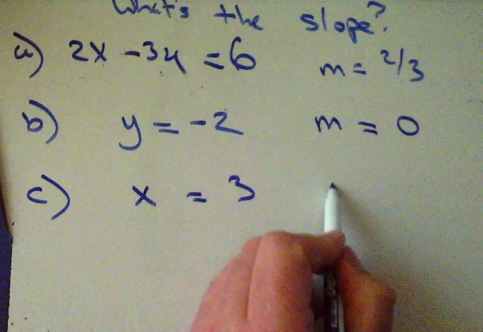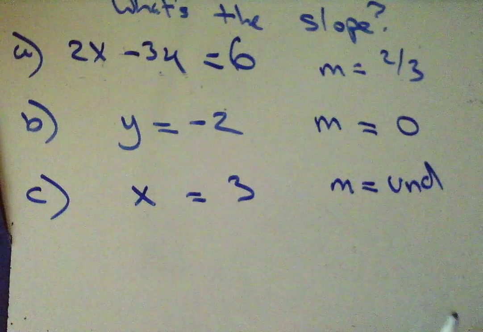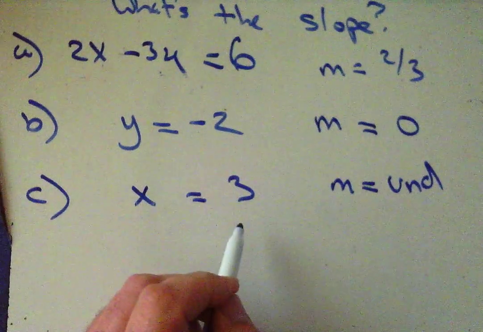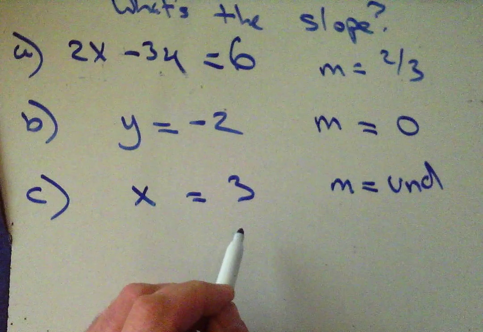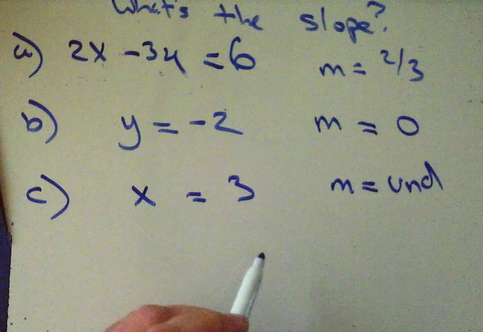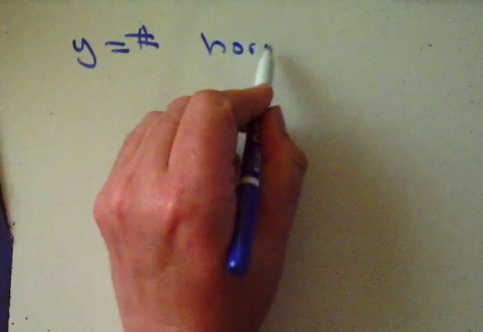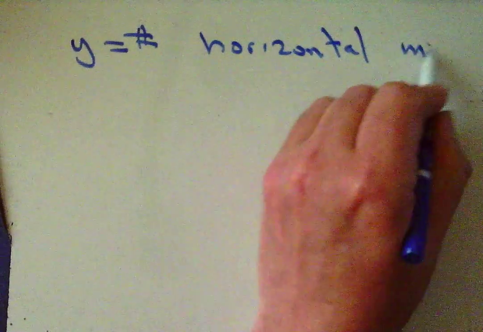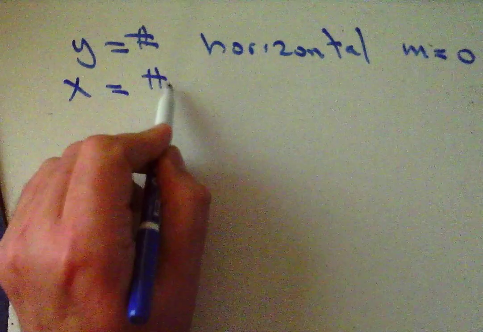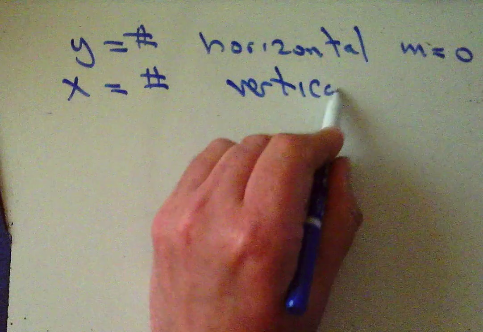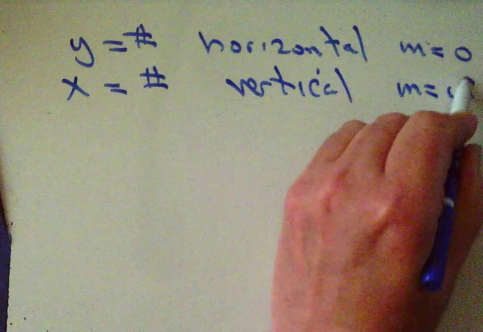So the slope here is undefined. And we know the slope is undefined because x equals a number graphs a vertical line, and all vertical lines have undefined slopes. Okay, we talked about that in the last video, but you still need to own that information now. A 0 slope for a horizontal line, a vertical line has an undefined slope. Y equals a number is going to be horizontal, and x equals a number is vertical with an undefined slope.